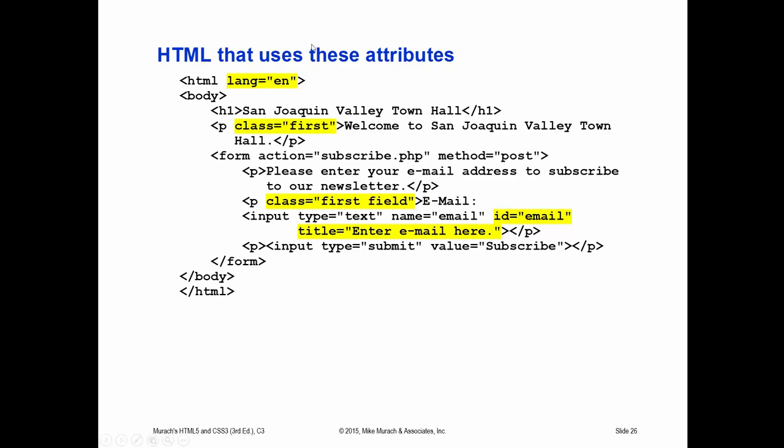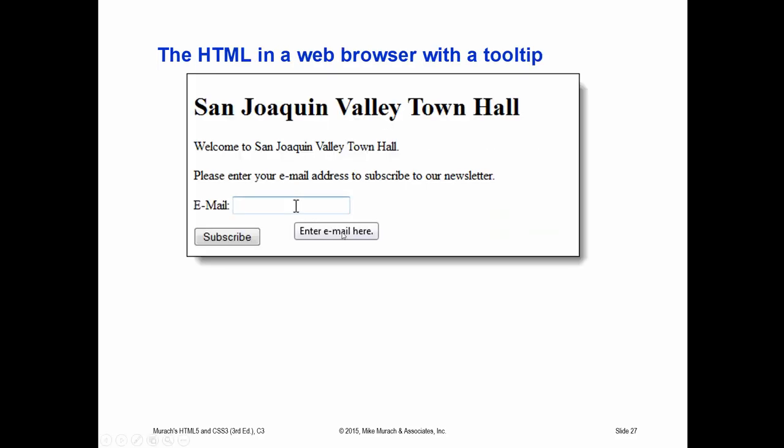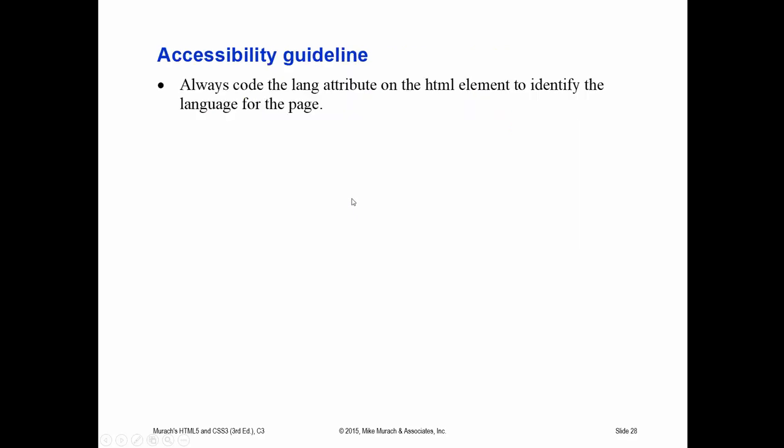And we just saw the language, class first, and the class first field, and the tooltip is being shown. When you put your mouse over it, you'll get the little tooltip, okay? For accessibility, always code the language attribute to identify the language for the page. Even though it should default to English, put in lang equals en anyway.